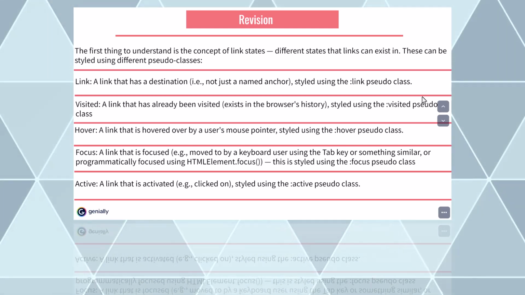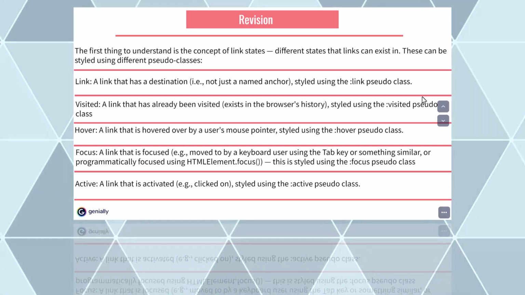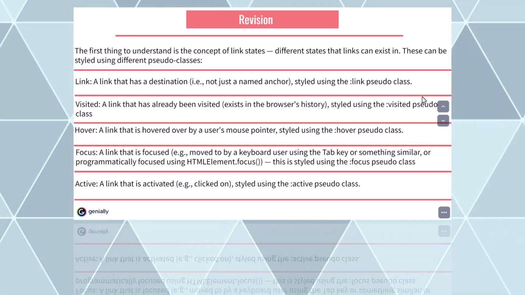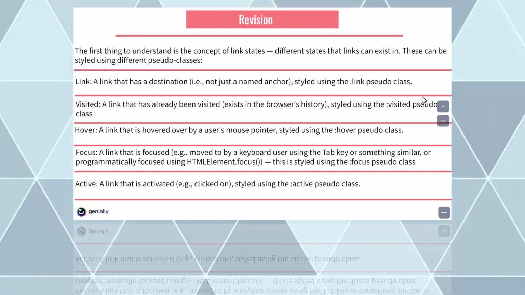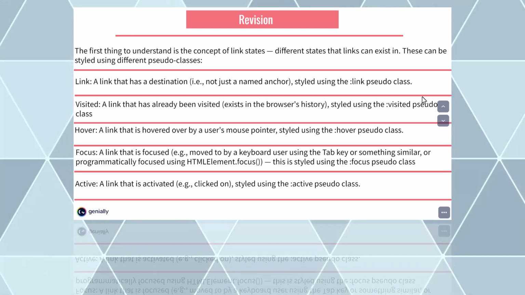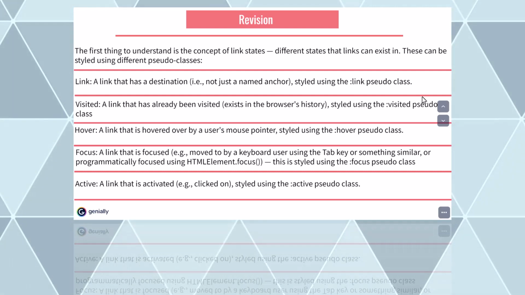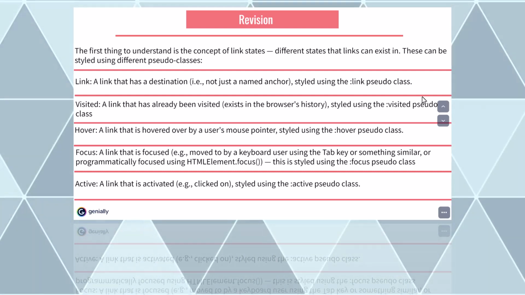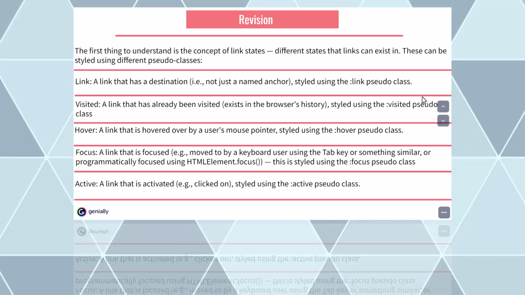Link: a link that has a destination, for example, not just a named anchor, styled using the link pseudo-class. Okay, Cindy. A link that has already been visited exists in the browser's history, styled using the visited pseudo-class. Okay, the visited pseudo-class.